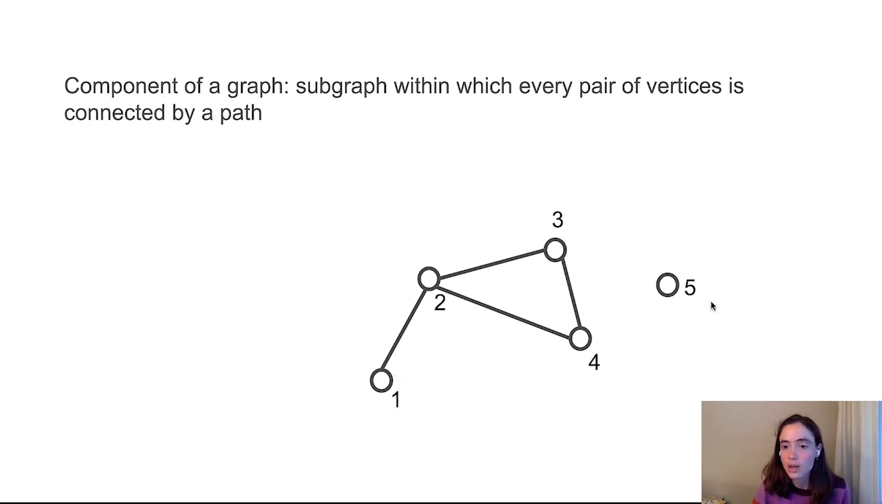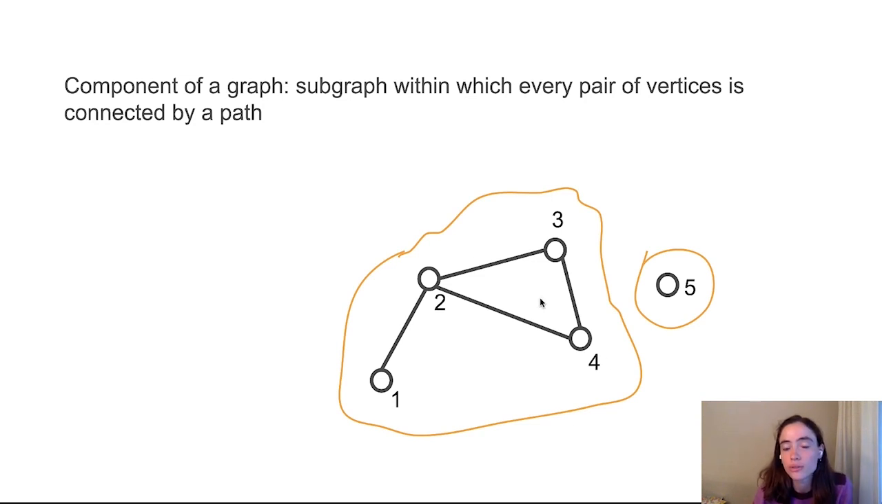But if we want to find a path between 5 and 4, there's no way to do that, because there's no way of connecting it to these other vertices. And so in this case, we would have 2 different components. Sometimes they're called connected components in this graph. So the number of components in a graph is just the number of disjoint subgraphs that aren't connected by any edges.